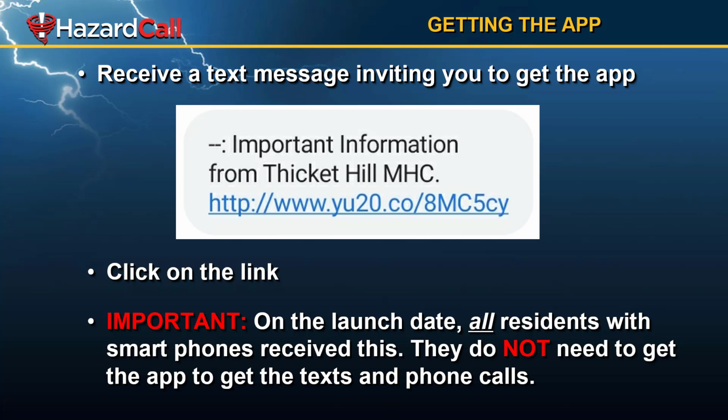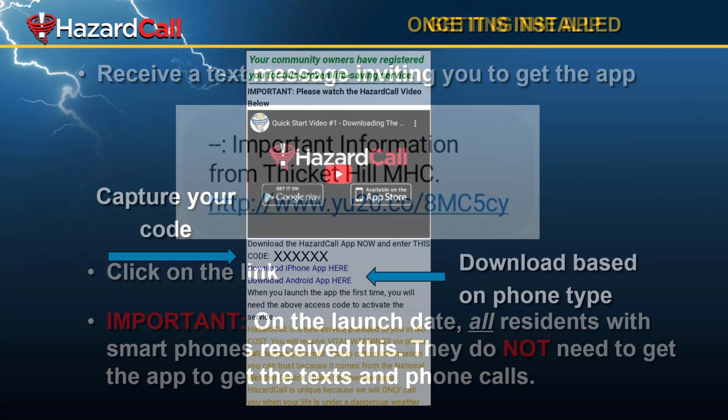Remember that when we launch your community, all the residents with smartphones will receive this. They don't need to get the app to get the text and the phone calls. They can if they want to, but they don't need to. You need to, though, as the on-site manager, because you need to be able to send the messages using the app. We showed you earlier in an earlier video how to use the account to send messages, but you'll find that using it on the app is a lot faster.